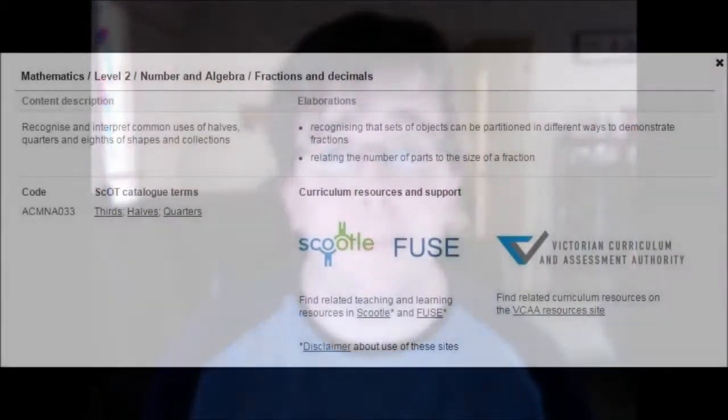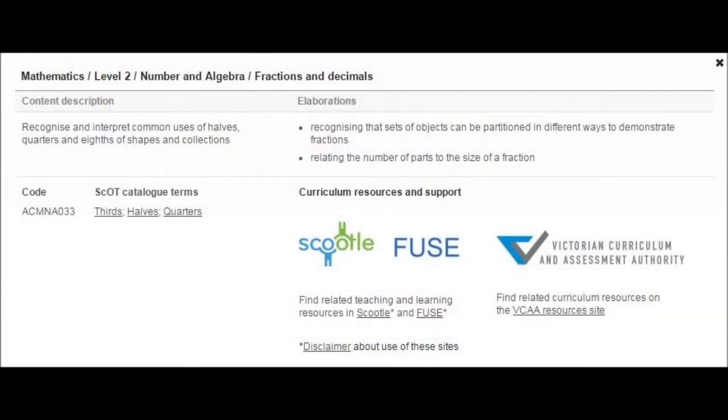This 5-minute video is for the class AEB2150 and will show a set of 3 activities that can be used to teach fractions to Year 2 students. The Level 2 fraction mathematics requirements are to be able to recognise the common uses for halves, quarters and eighths, as well as recognise that sets of objects can be partitioned into groups of a variety of numbers and relate the number of parts to the size of a fraction.